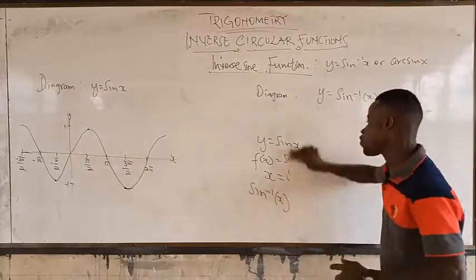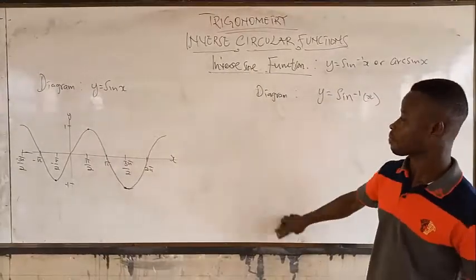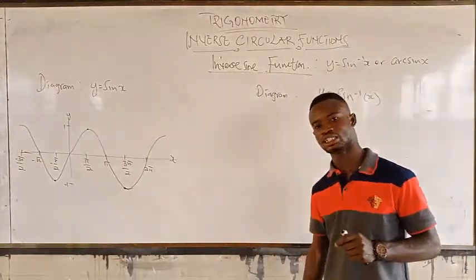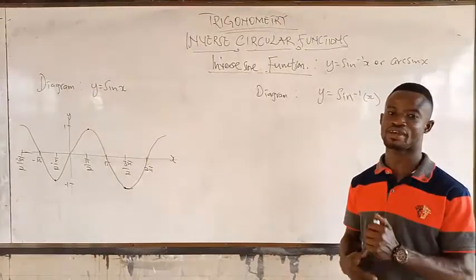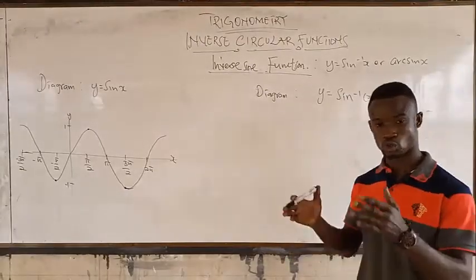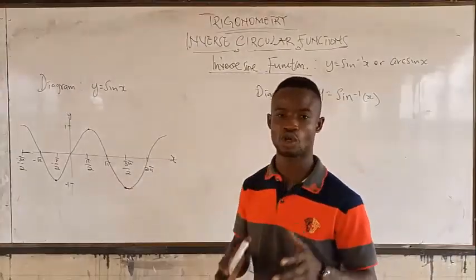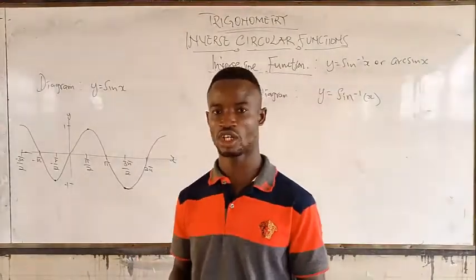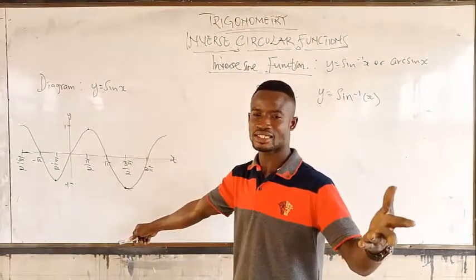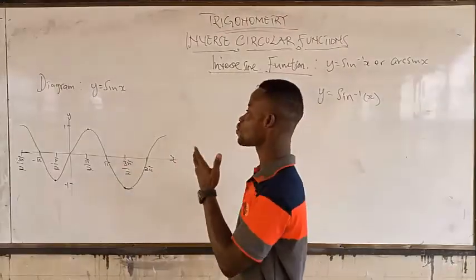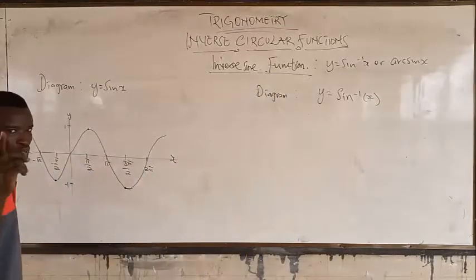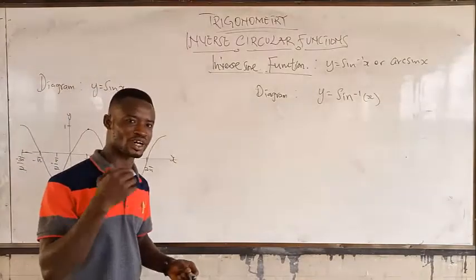But please don't forget, what is the criterion for a function to have an inverse? For a function to have an inverse, it must be one-to-one. The function must be what? One-to-one function. So first, is this function one-to-one? Exactly not. So for this to be one-to-one, we need to restrict it. How do we know a one-to-one function?